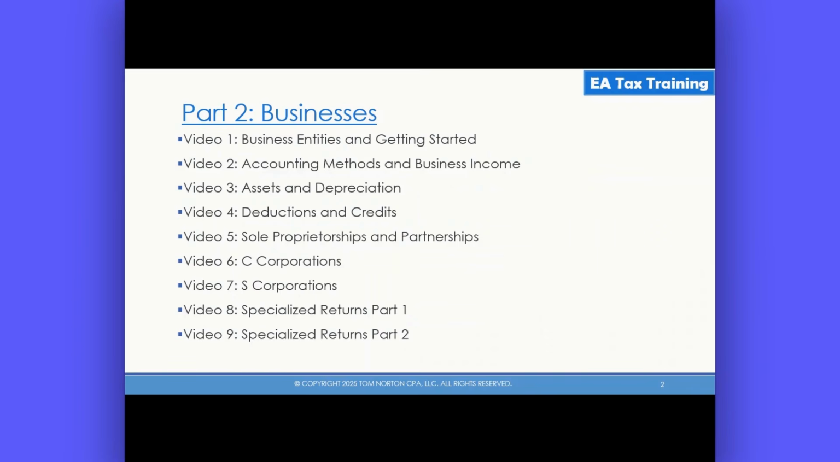One important point about the 2025 exam and this course: the 2025 EA exam, officially known as the Special Enrollment Examination, or SEE, is based on the 2024 tax law. Specifically, it is based on the law as of December 31st, 2024. So that is what we will be dealing with in this course.